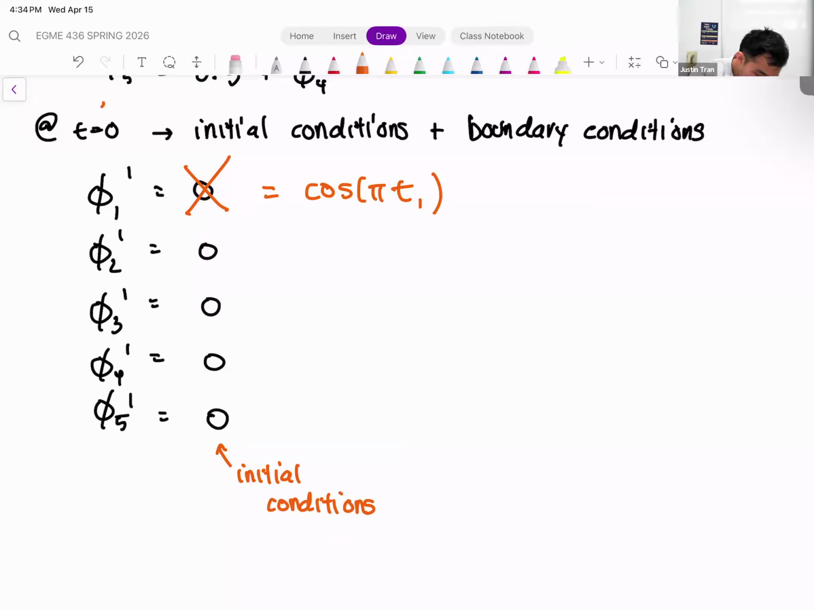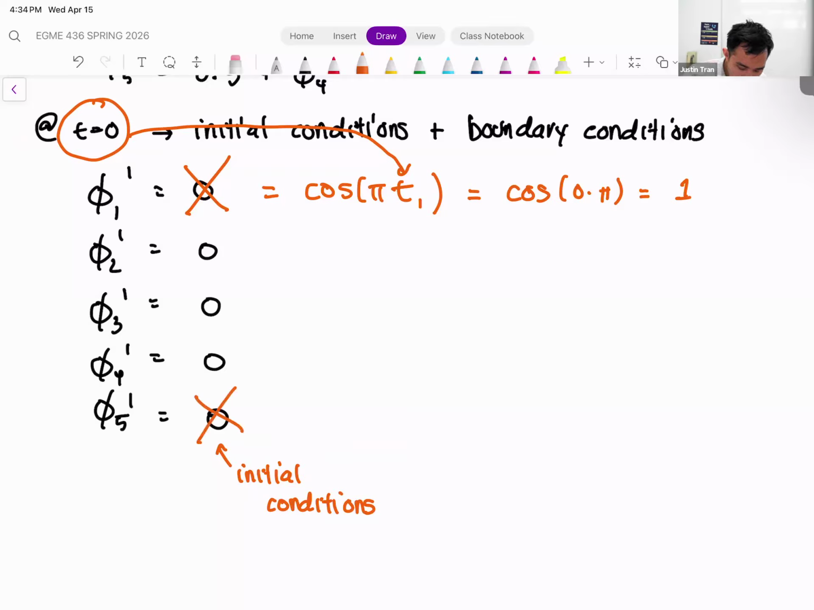For t1, we're just going to plug in whatever the current time is. So when t is equal to 0, we plug that in. For this particular time step, t is equal to 0, so it's going to be cosine of 0 times pi, which is cosine of 0, which is just 1.